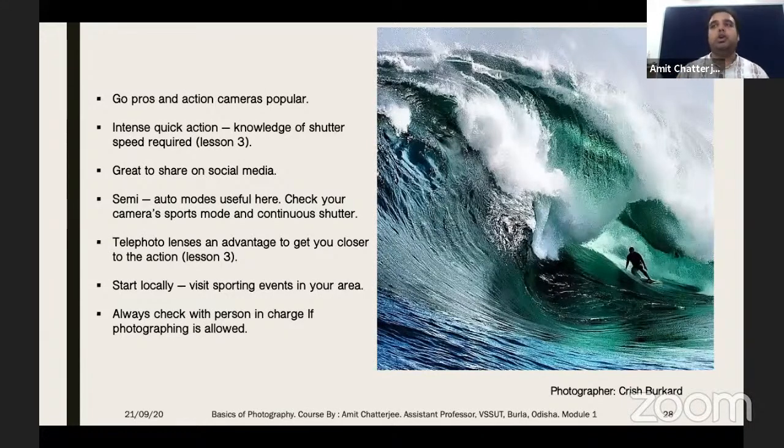So you need to have the patience if you want to capture the particular subject the way you want it, where you want it to be, what you want it to be doing at that particular time. You need a lot of patience.